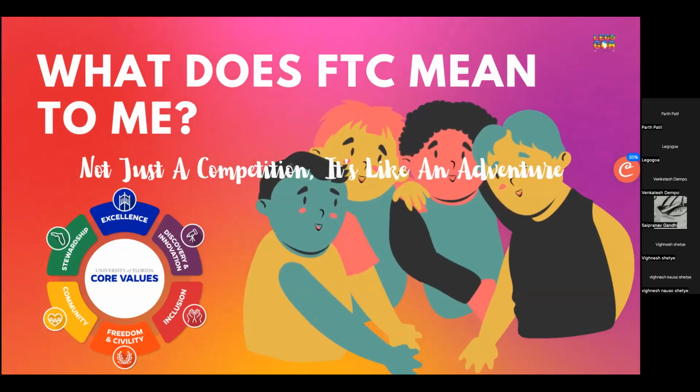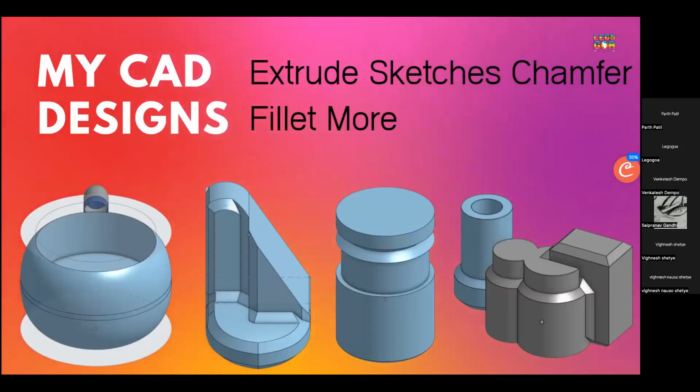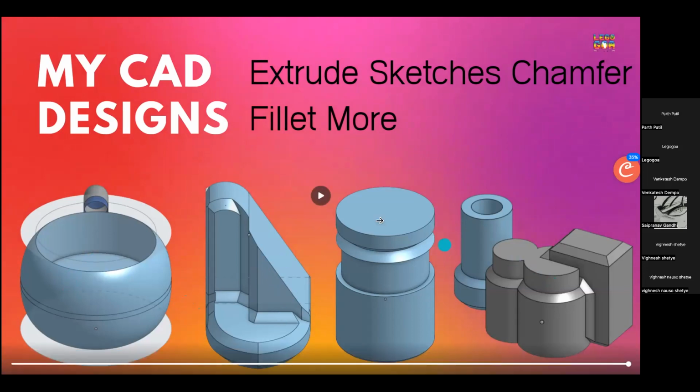many more. The roles I'm willing to play are: I would like to handle the engineering notebook. I would also like to build, and I would like to do some part of the coding. Here are my CAD designs. I've used extrude, sketches, chamfer, fillet, and more features. So with this, I designed a cup, a jar, and a pencil stand. I designed medicine bottles, and I designed the perfume outer covering.